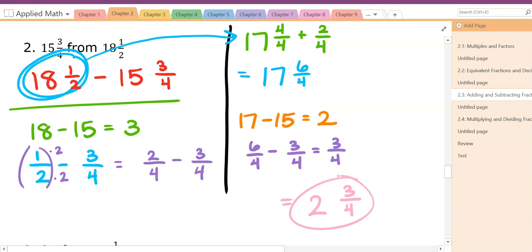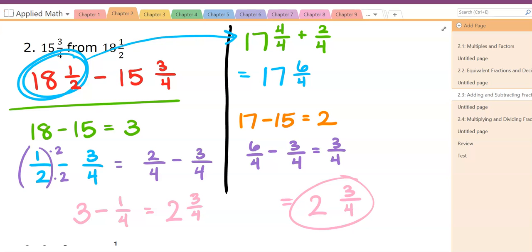Now you could have gotten the same answer had you stuck with this original method, because what would be 2/4 minus 3/4? Negative a fourth. So what's 3 minus a fourth? 2 3/4. So you end up with the same answer as what I would have gotten here. If over here I did 3 minus the 1/4, I'm still going to get 2 3/4. This way just allows you to borrow from that first number and then subtract.